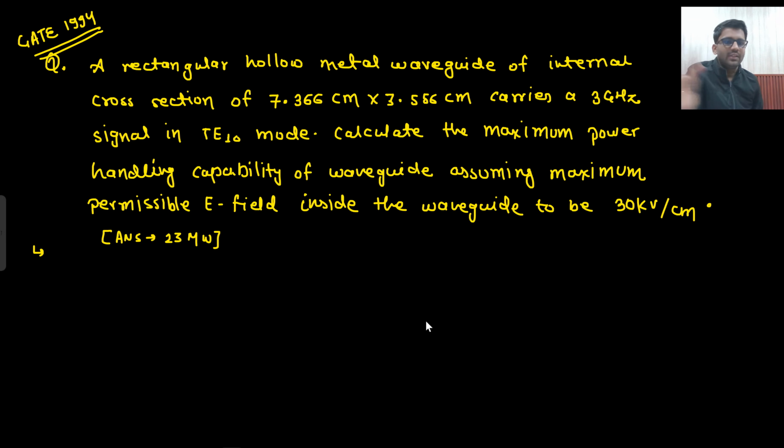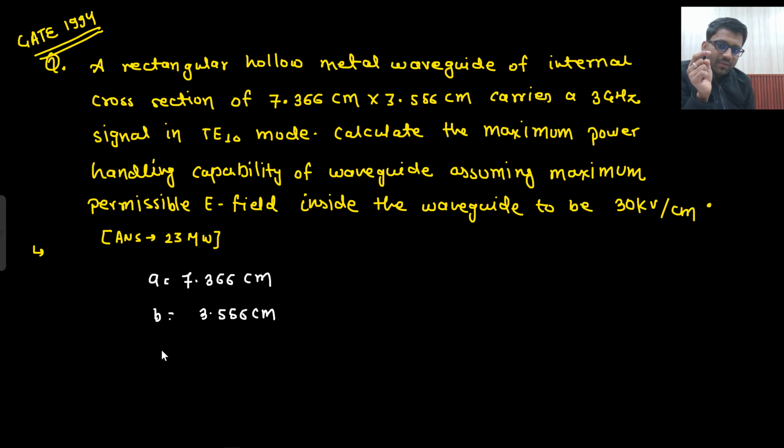Let's solve the question which was asked in GATE 1994. A rectangular hollow metallic waveguide of internal cross section is given. So A is always the bigger one. So here I can see that my A value is this, and my B value is 3.556 centimeter, and my frequency is 3 gigahertz. In TE10 mode, calculate the maximum power handling capability of the waveguide, assuming maximum E field to be 30 kilovolt per centimeter. So total power handling we need to find.